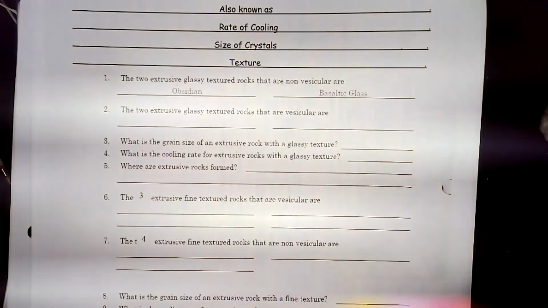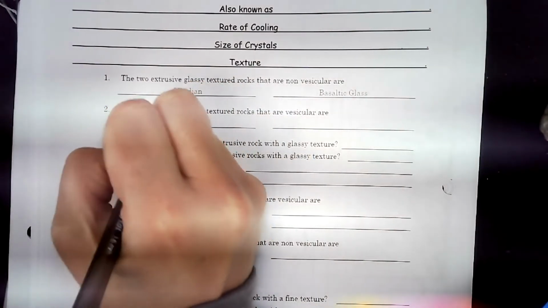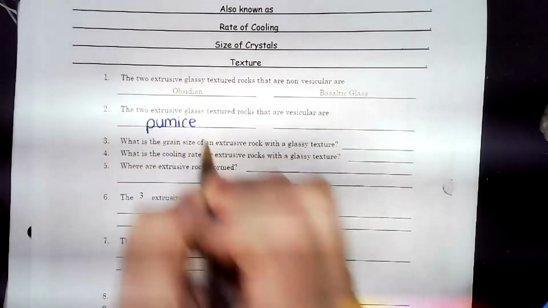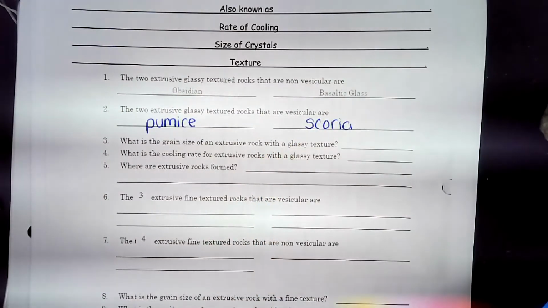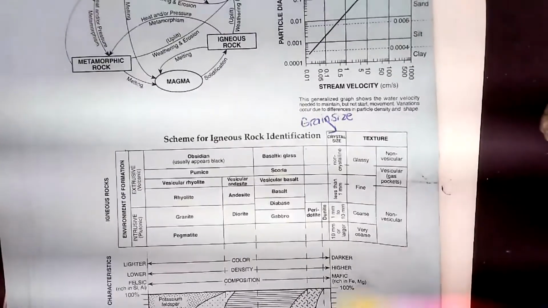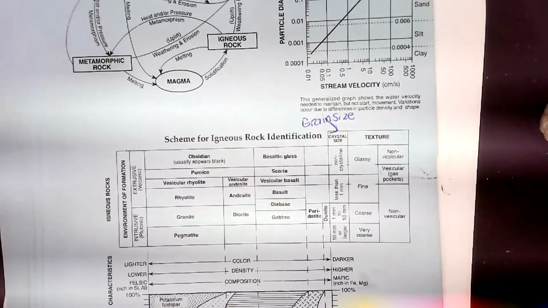So we've only done question 1 here. Or 2. Those 2 were pumice and scoria. What is the grain size? Now here's another thing. Does your reference table say grain size? It does not. But could you add grain size where it says crystal size? They'll use those 2 words interchangeably, grain size and crystal size. It just means the size of the pieces in it, whether the crystals or the grains, it doesn't matter.